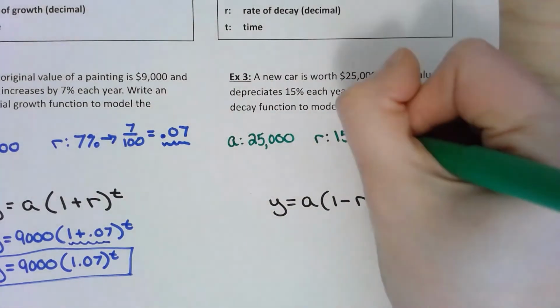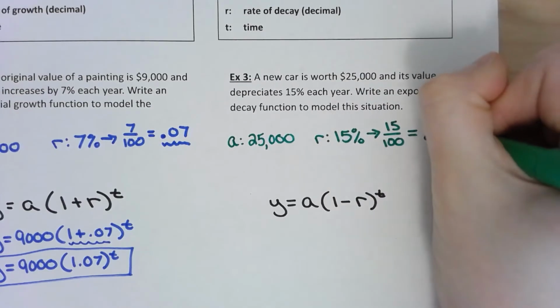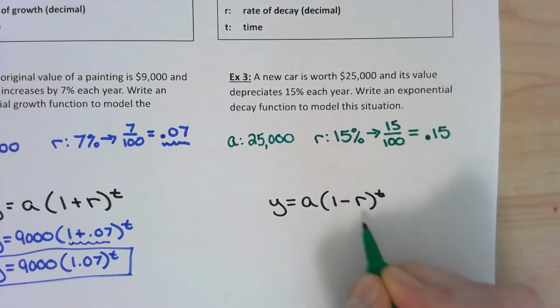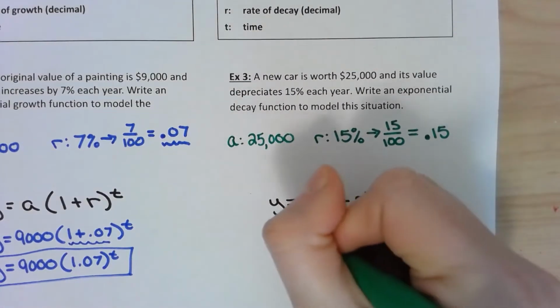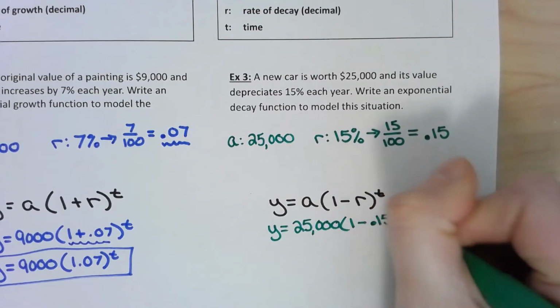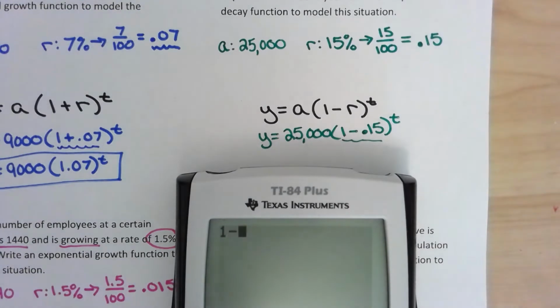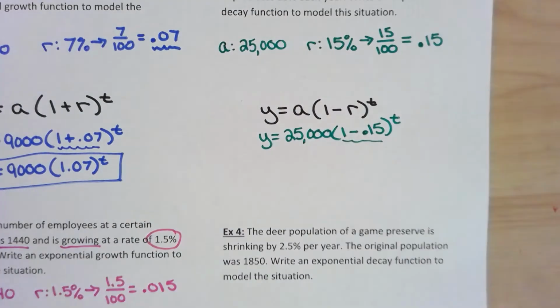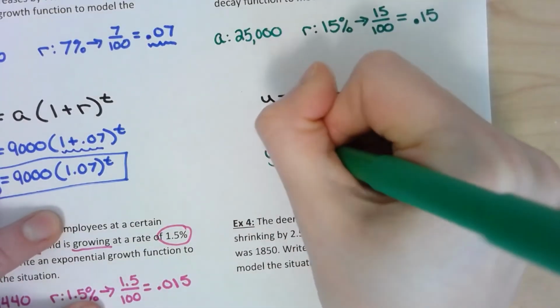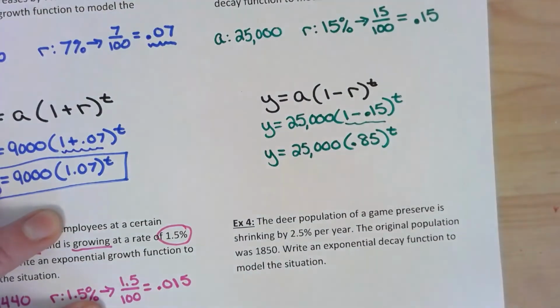So before I can do anything with that, I'm going to do 15 divided by 100, which is 0.15. So this is the number that I'm going to use in place of r. So y equals 25,000 times 1 minus the 0.15 to the t power. And the last thing you need to do is actually simplify those two numbers together inside your parentheses. And I highly recommend that you double check yourself and type it in, hit enter. That is 0.85. So y is equal to 25,000 times 0.85 to the t power. And that's it.